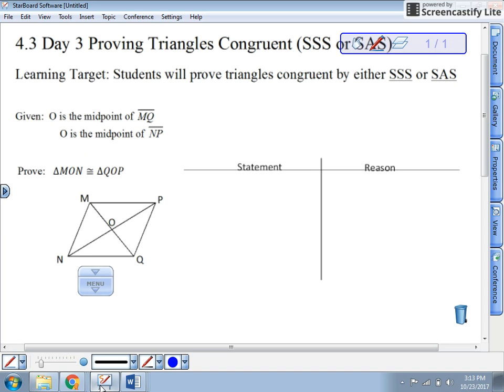Welcome to the notes on proving triangles congruent using side, side, side, or side, angle, side. It's our second day on this. I want to do a couple more examples with different types of given information so you can see what to do with that information.